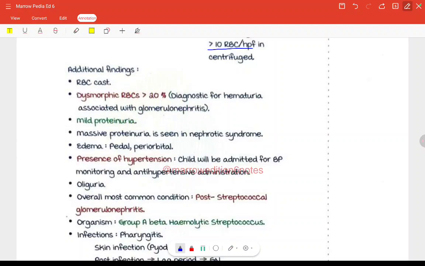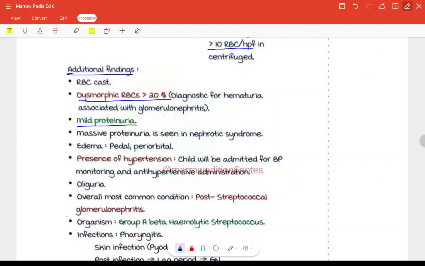Now the additional findings that can be seen are, we can find the RBC cast, and dysmorphic RBC is more than 20%. So diagnostic for hematuria associated with glomerulonephritis, dysmorphic RBCs, right? The shape of the RBCs will be distorted in almost more than 20% of the RBCs. There will be mild proteinuria.